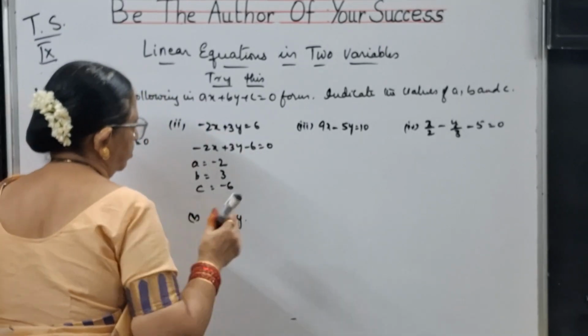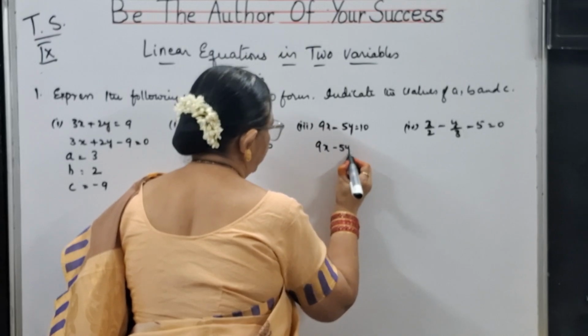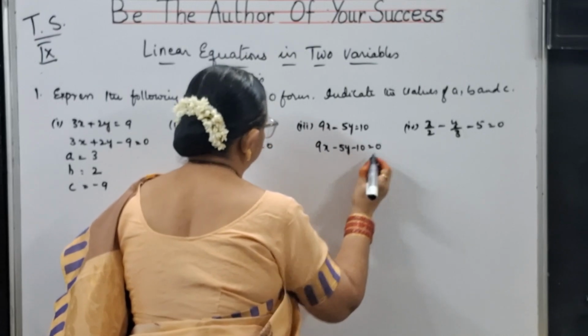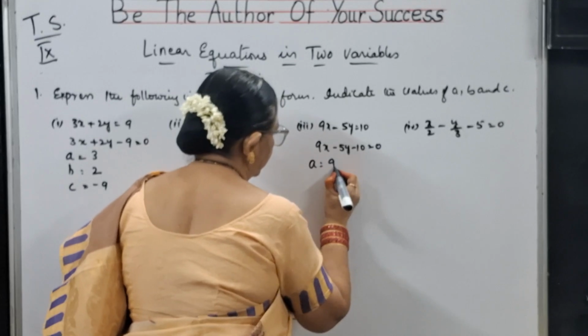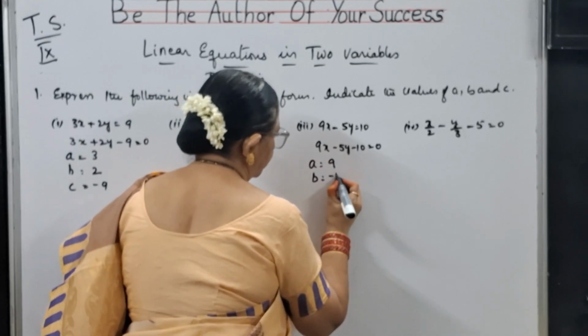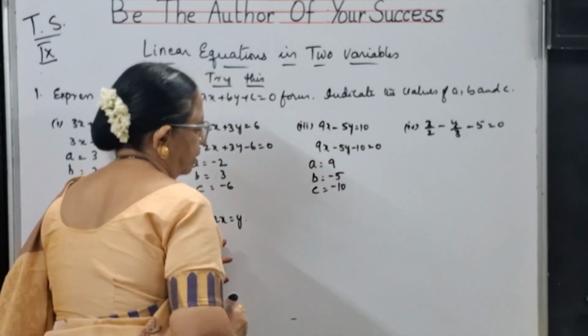Okay, this is this problem. And 9x minus 5y minus 10 is equal to 0. 10 when it comes here, minus 10. So a is equal to 9, b is equal to minus 5, c is equal to minus 10.